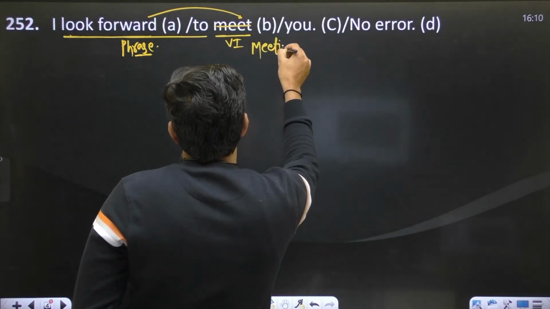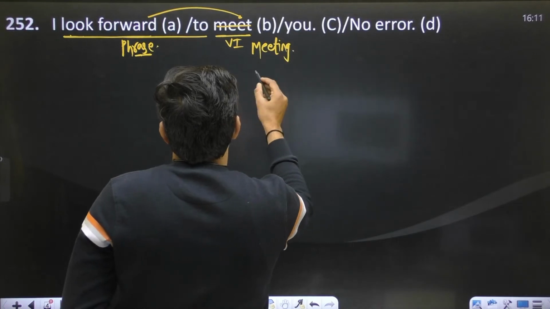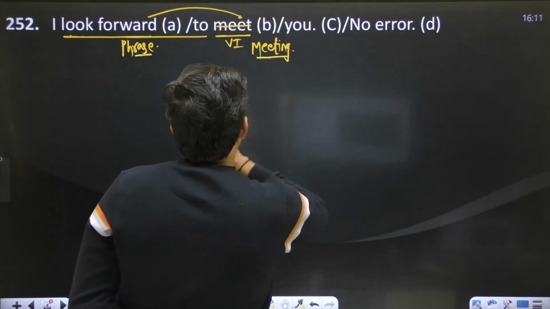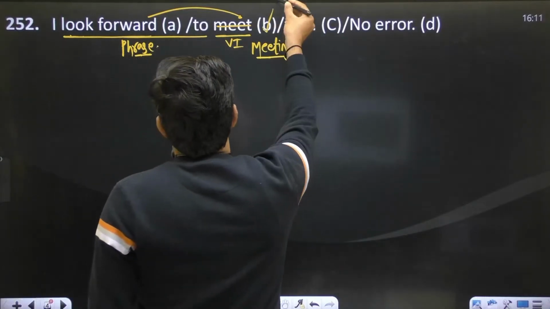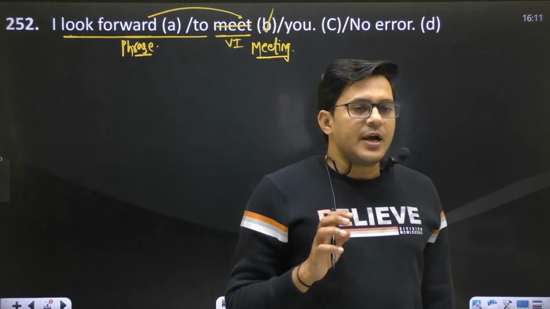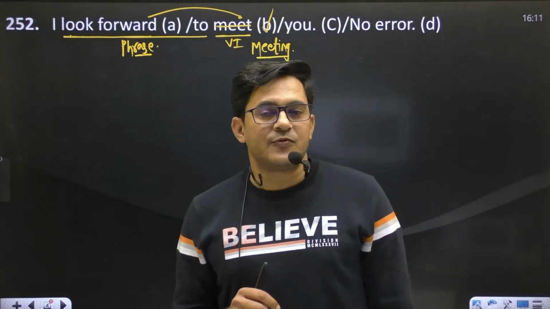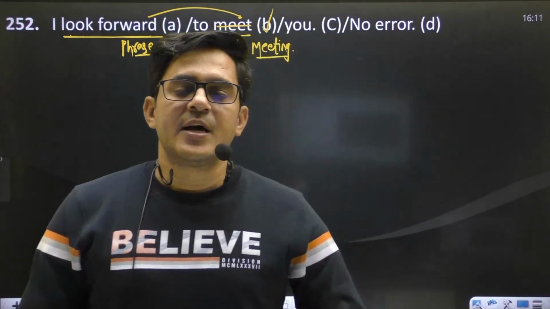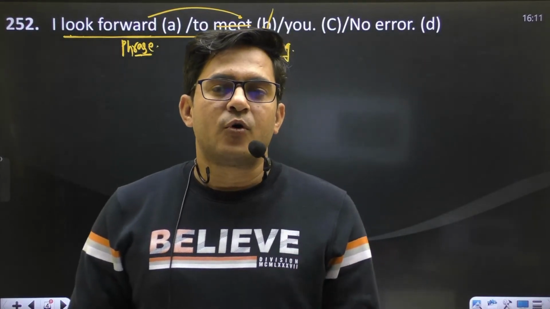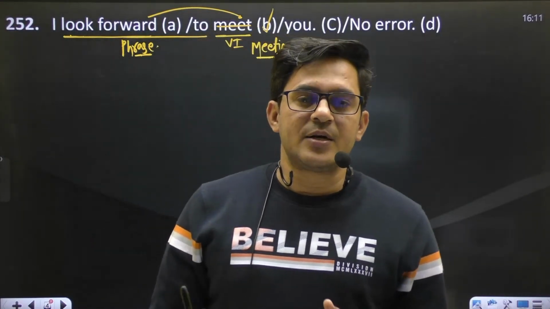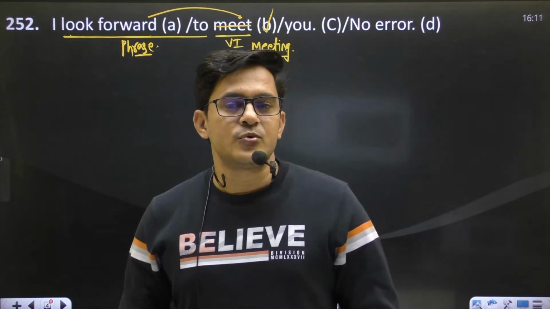So the sentence will be: I look forward to meeting you. I look forward to meeting you. And you will have the error in part B. In English, some of the phrases, if you talk about which phrases, are averse to, look forward to, prone to, addicted to, accustomed to, with a view to, right?